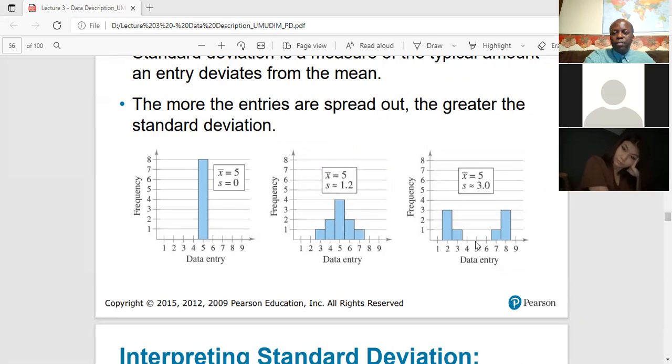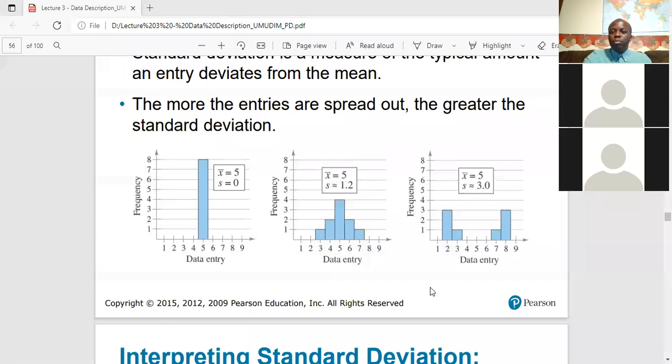Again, the mean is 5. Here, still the 5. They moved away 3 times. 1, 2, 3. 1, 2, 3. So on both sides, they move away significantly. That's why the standard deviation is 3 here. Okay. So basically, like I said, this is a pictorial way of explaining this using a diagram.